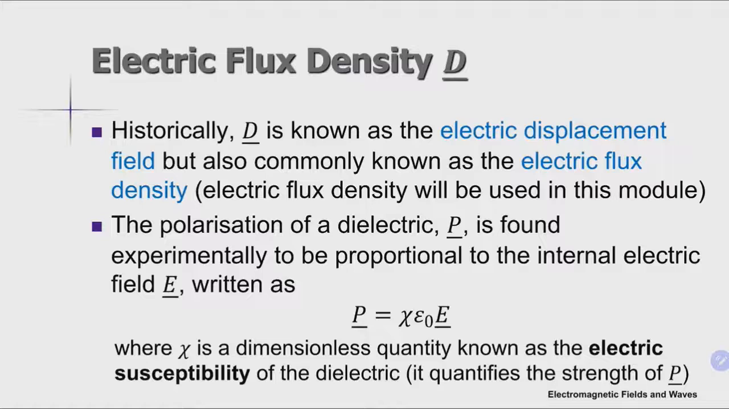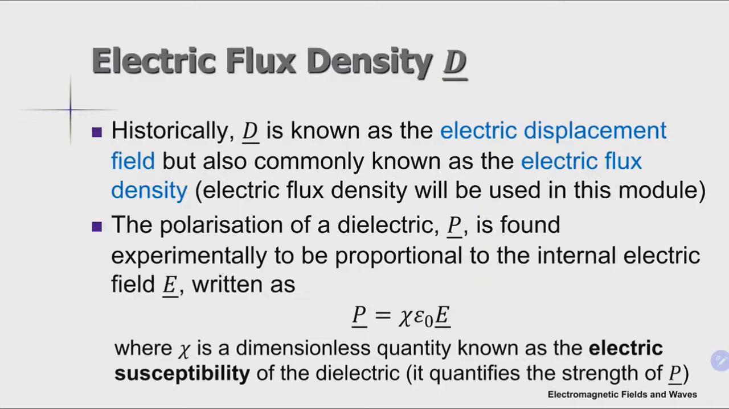Okay, so we introduced a new vector called electric flux density D. Previously we have the electric field E. Now we've got a new vector called electric flux density D. In dielectric materials, the electric field E depends on free charge, and it depends on polarization as well, or the polarized charge. The electric flux density depends on free charge only.